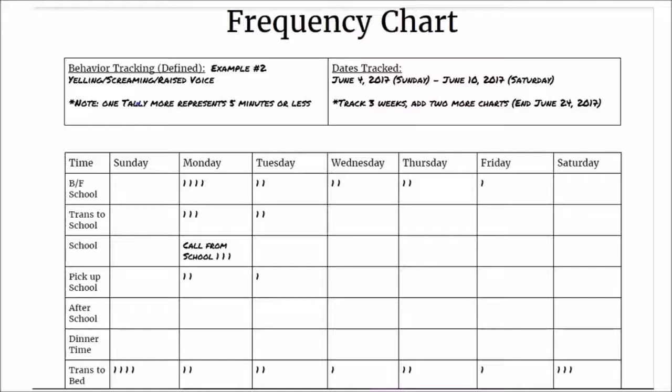And you can also write in something, you don't have to have actual time frames. It's before school, transition to school, at school, pick up school, after school, dinner time, and transition to bed. That's specific to your schedule in general, the things that you usually see each day, especially if you see some sort of behavior that's occurring with them. And like I said, on Monday, there is a call from school, as well as they told you that 3 times that they had an occurrence of this behavior happening.